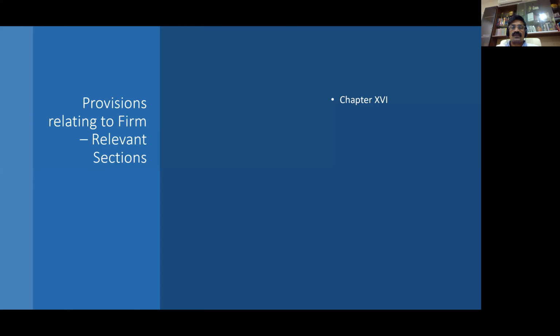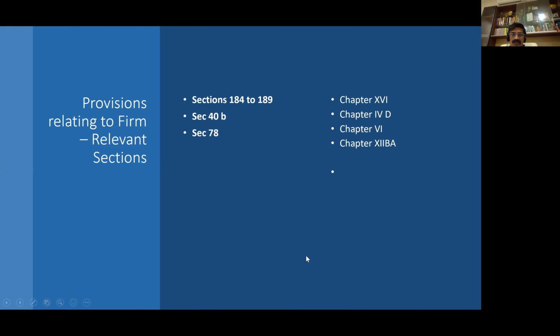Though the provisions are the same, because all the provisions are going to apply, there are special provisions in various chapters of the Income Tax Act for the partnership firm. Sections 184 to 189 in Chapter 16 of the Income Tax Act, section 40B, which deals with disallowance for interest and remuneration of a partnership firm in Chapter 4, and section 78 in Chapter 6, which deals with set off and carry forward of losses. Section 78 is exclusively applicable for a partnership firm.